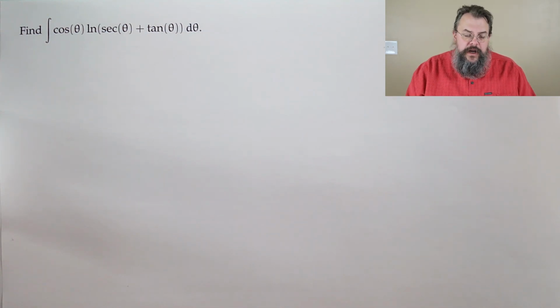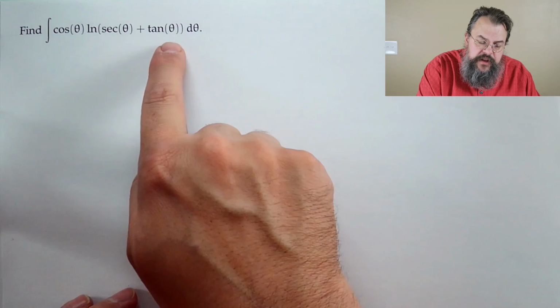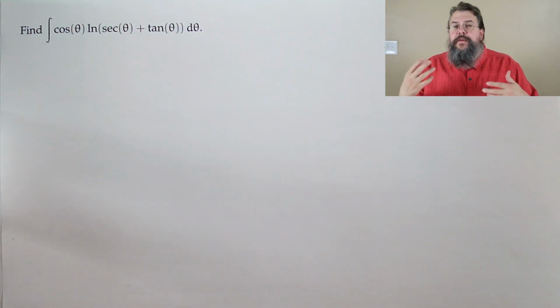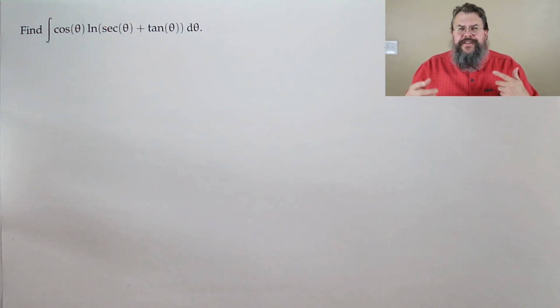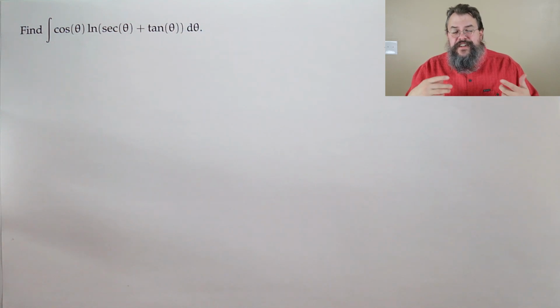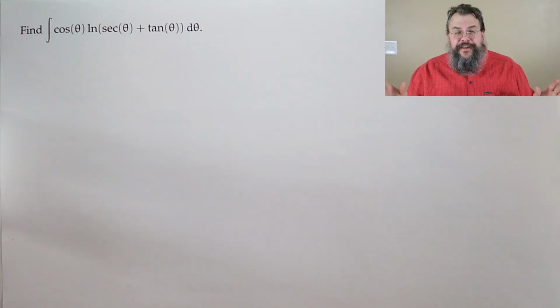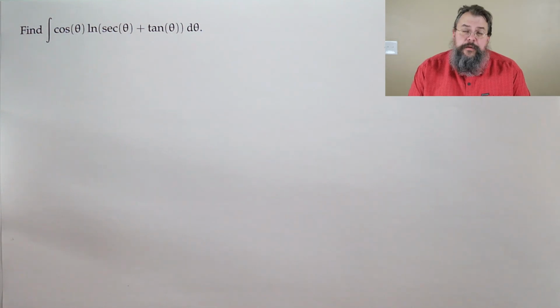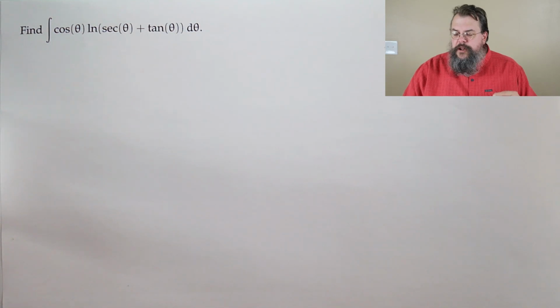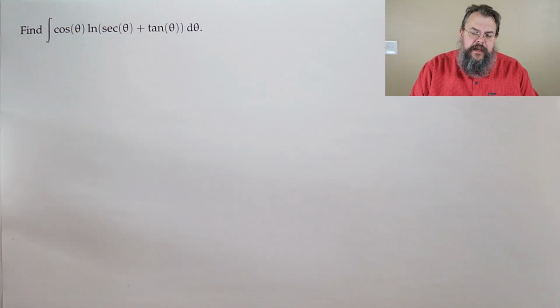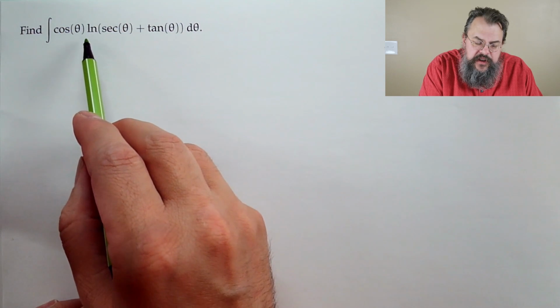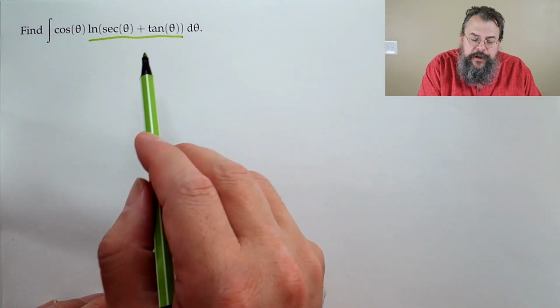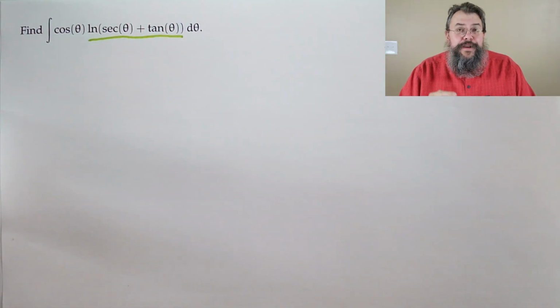You might say, well, you've got the secant theta plus tangent theta on the inside. That could be your u. But you take the derivative of that and you're like, oh, that looks like secant tangent plus secant squared. Does not look like cosine at all. So no, this is not a clear substitution. But there's something else that pops out. If we look at this for a second, we say, hey, log secant theta plus tangent theta, that rings a bell. We've seen that before.